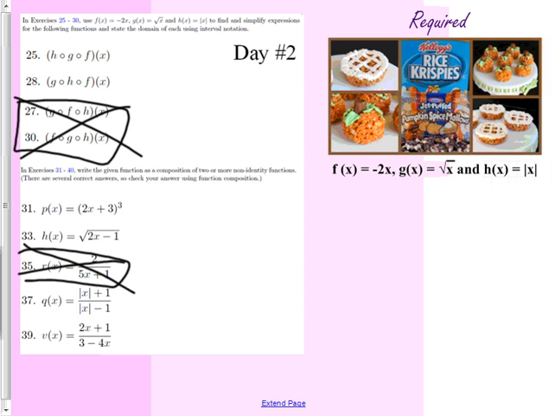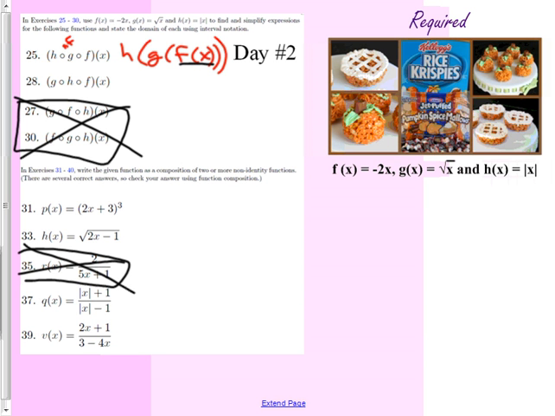Okay, so let's start this page. H of G of F of X. Every one of those little circles means "of." That's the way I would think of it. So this is H of G of F of X. All right, so what do I start with? F of X. You start on the inside. What is F of X?